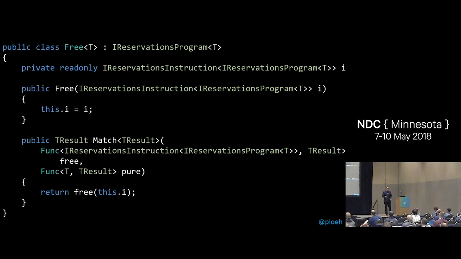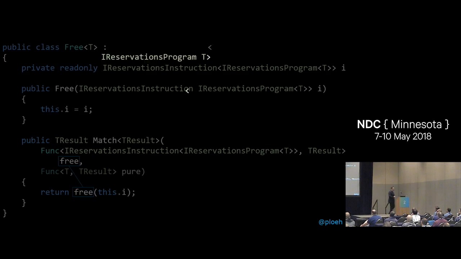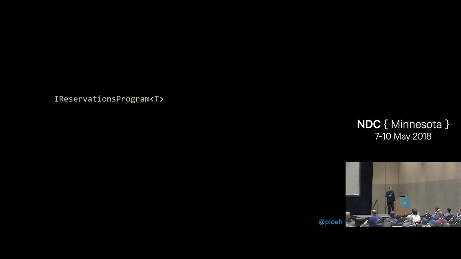And then we implement the Match method again, and we do that by always calling free, because that's the only thing that will take that type of data and return a TResult. So we just dispatch to the free function and always ignore the pure function. Right. So that's how we do the Church encoding of the program type. So now we have a ReservationProgram of T.